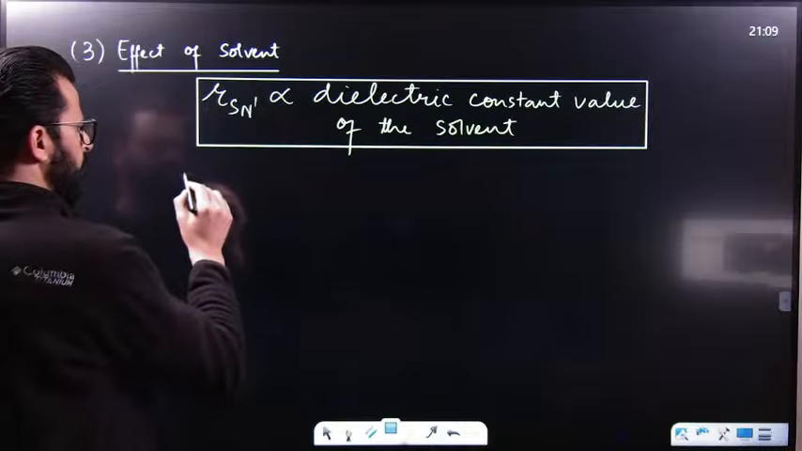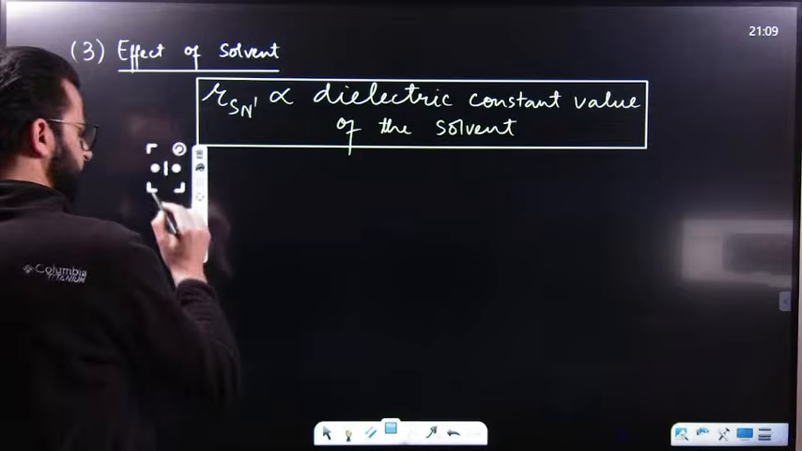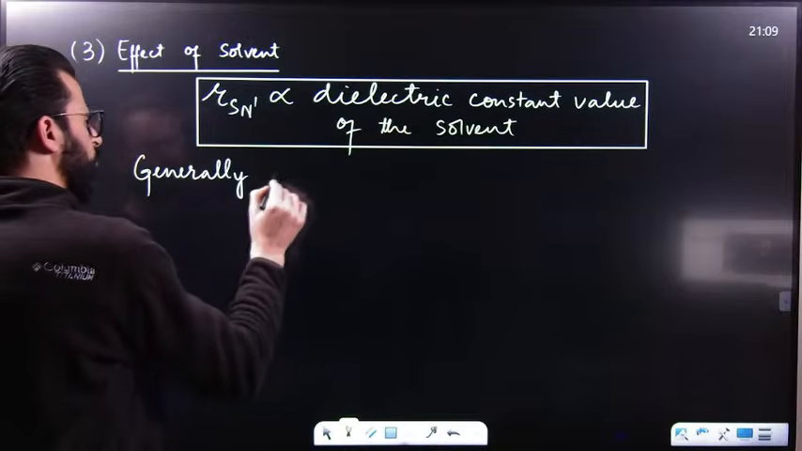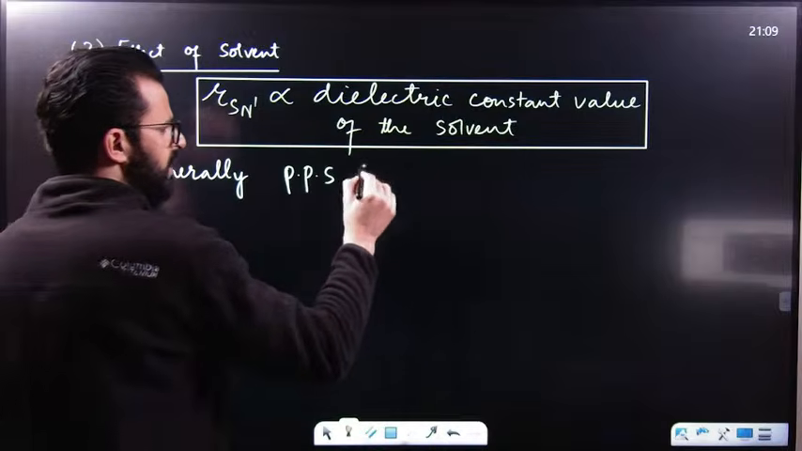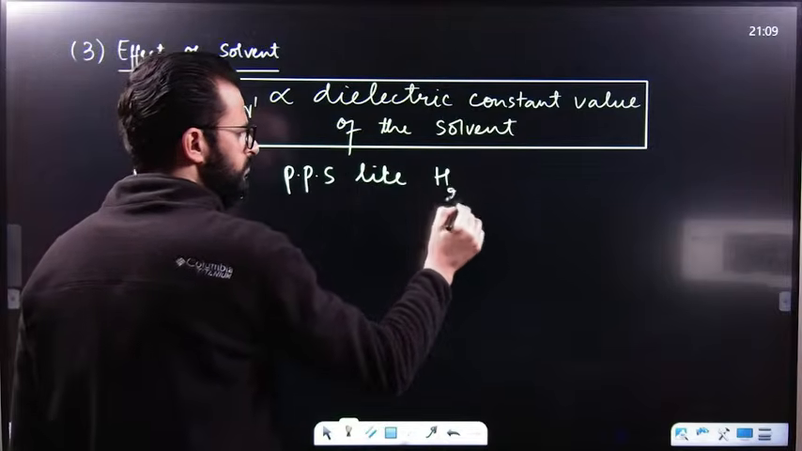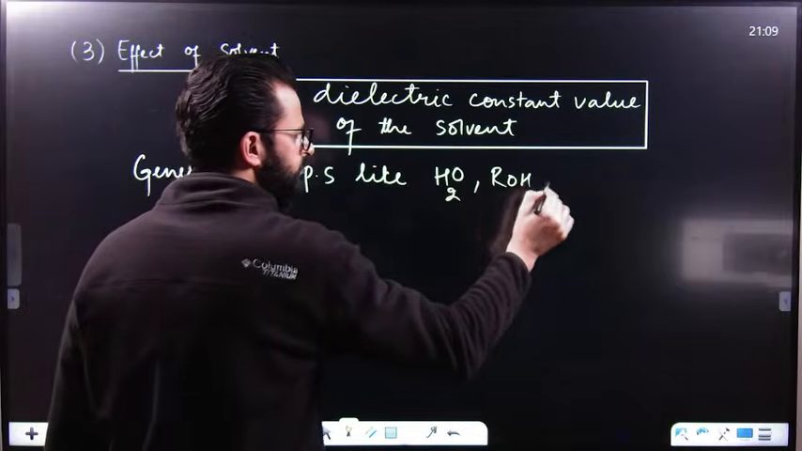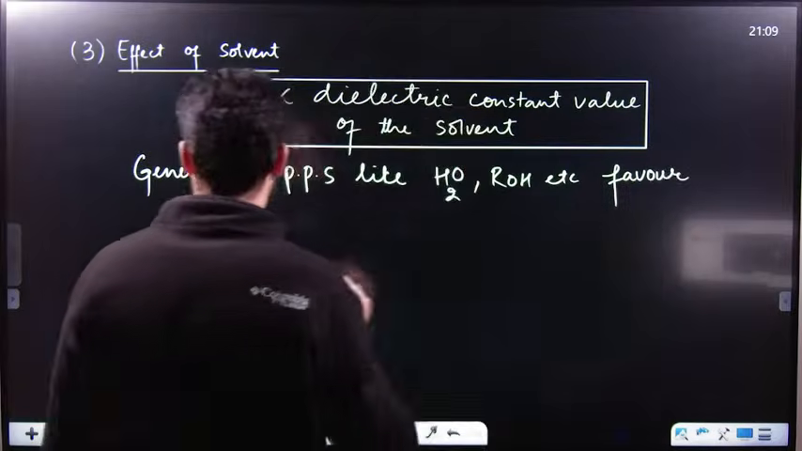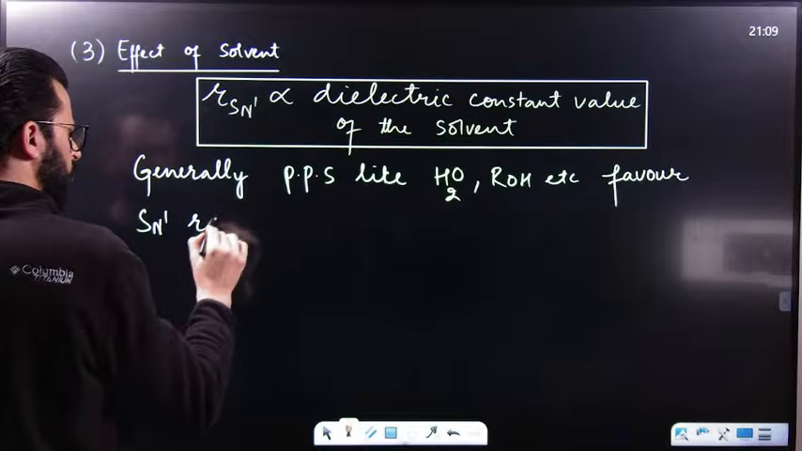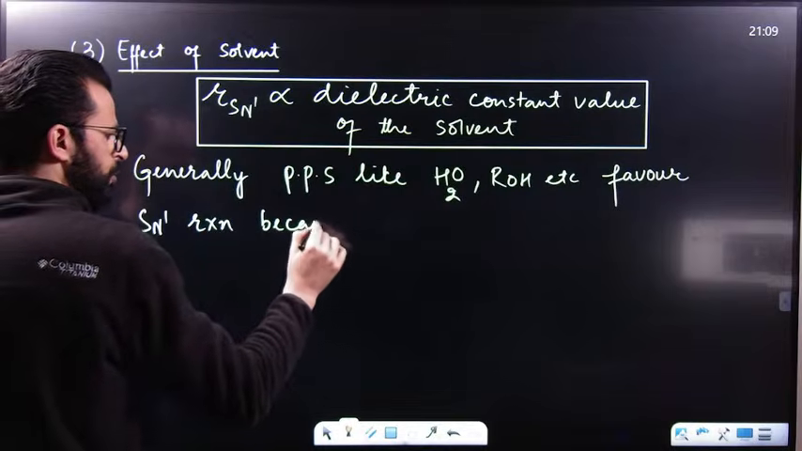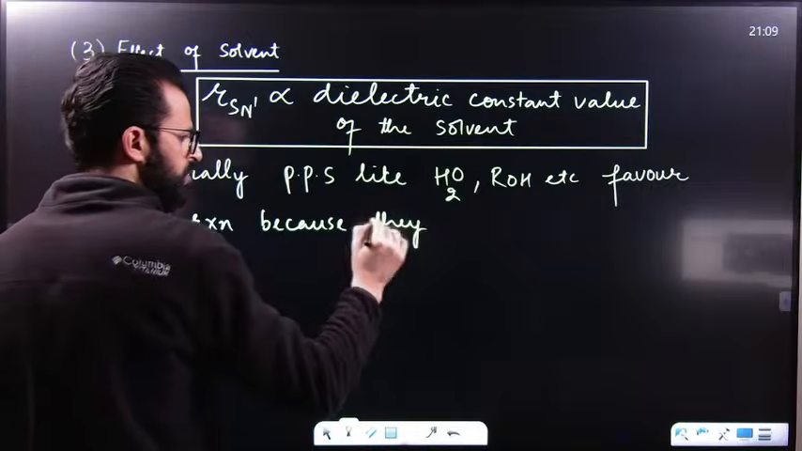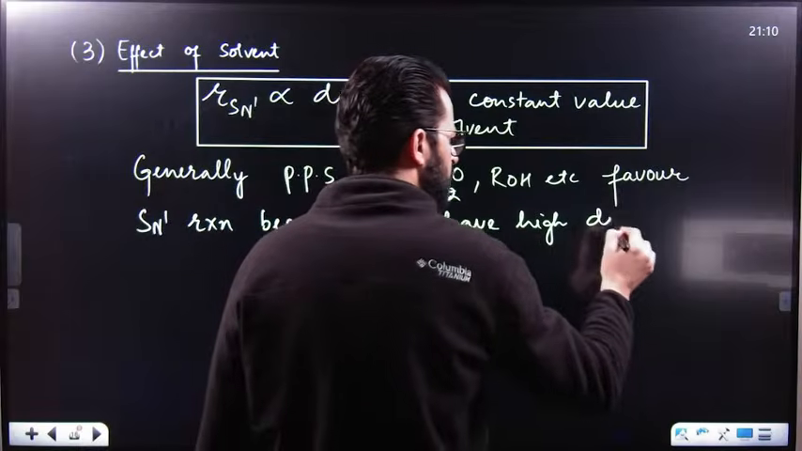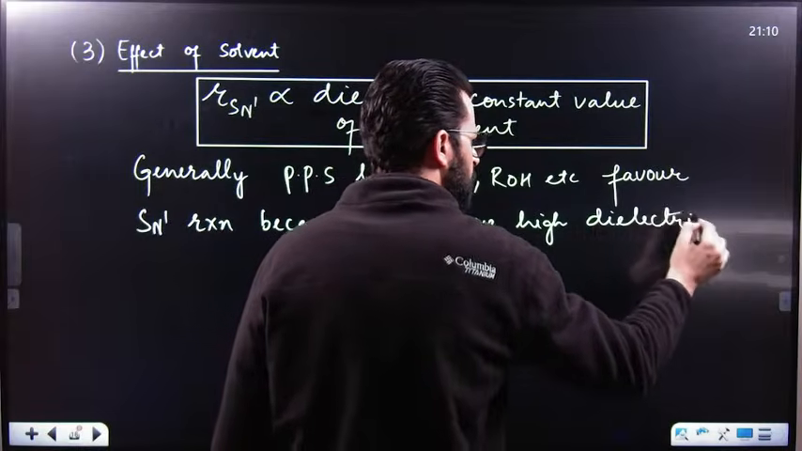But remember, generally polar protic solvents like water, alcohol, etc. favor SN1 reaction because they have a high dielectric constant value.